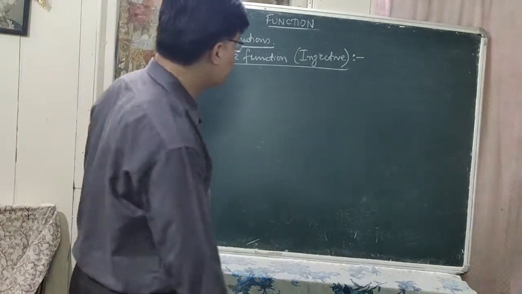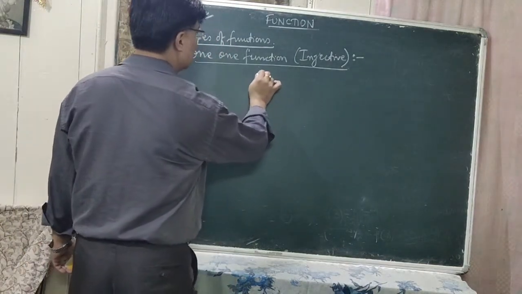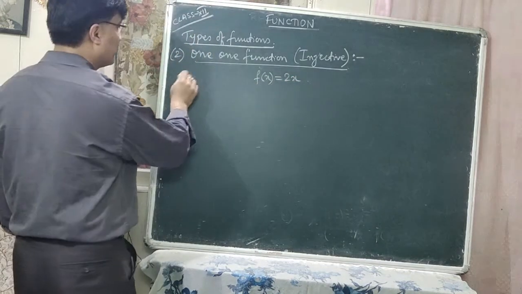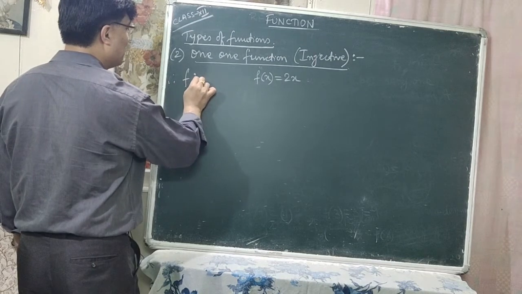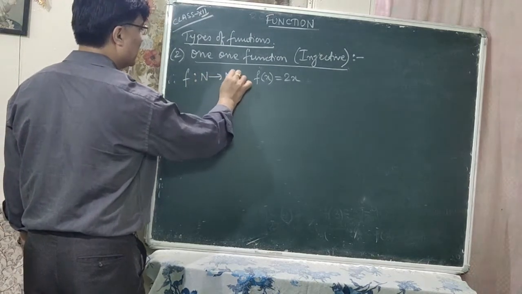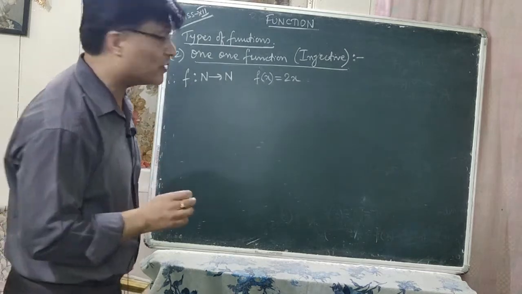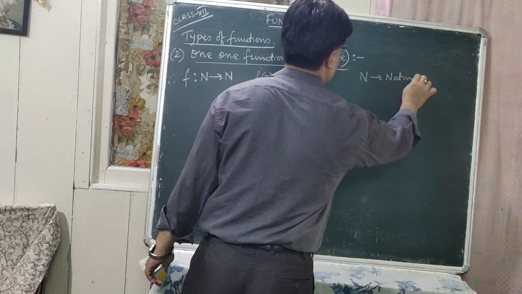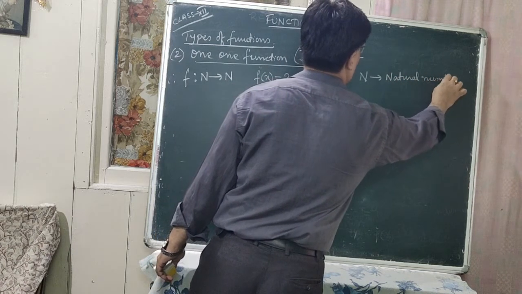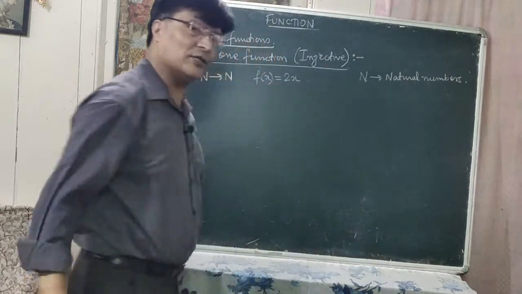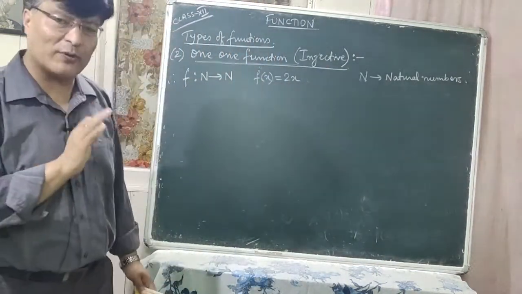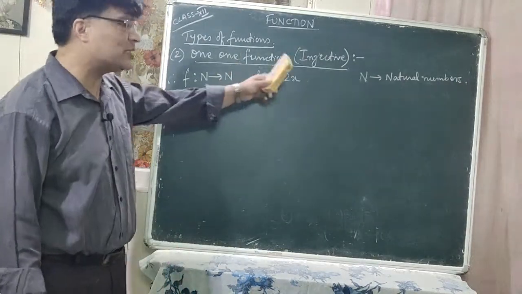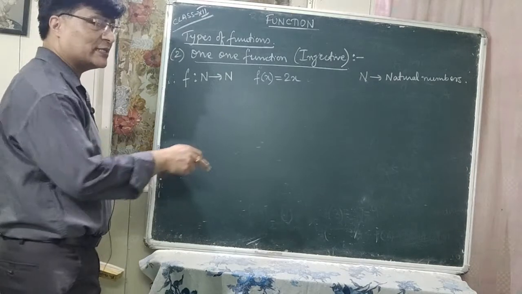Let us take an example. Suppose there is a function f of x is equal to 2x, right? Suppose you have f such that N to N. What do you mean by N? N is natural numbers. Okay? So let us take an example of 1-1 function. What is a 1-1 function actually? What do you mean by 1-1 function? It is also known as injective function. So let us take an example.